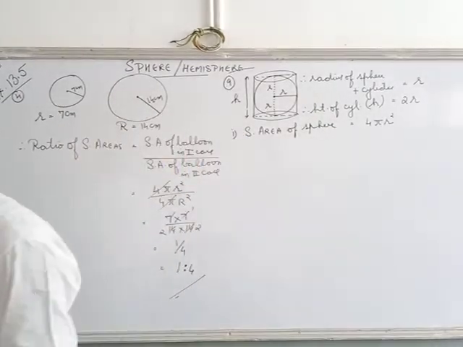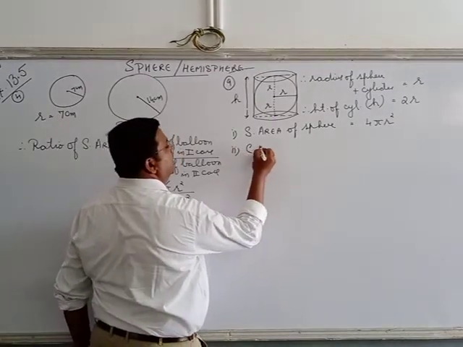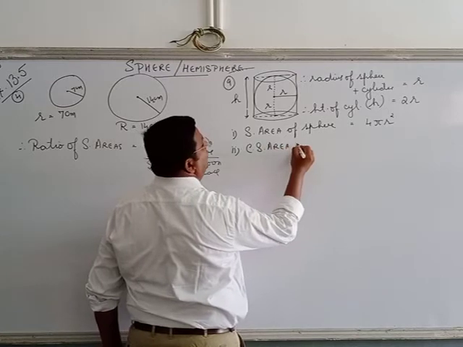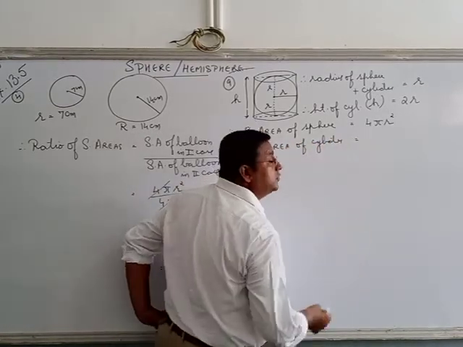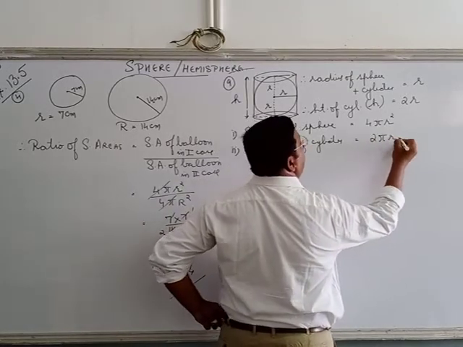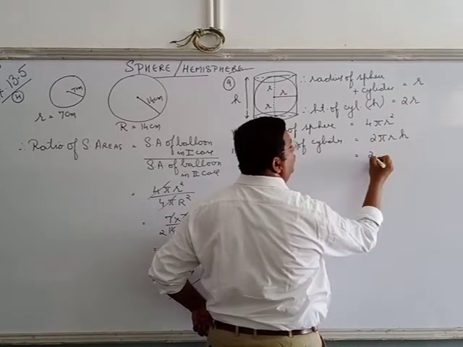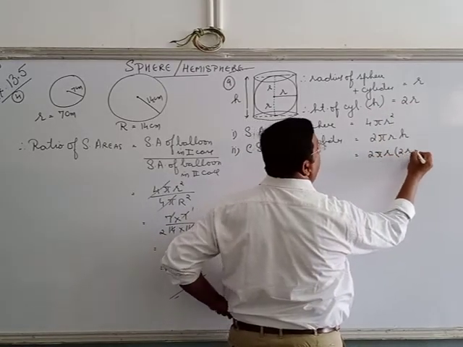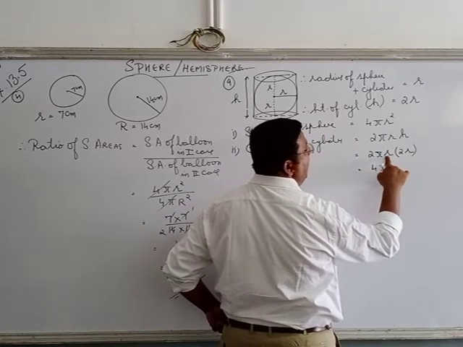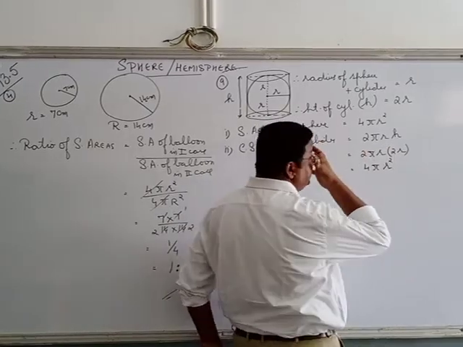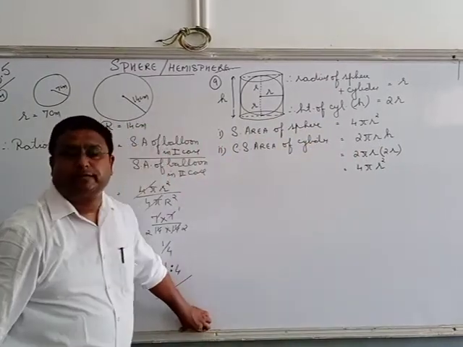Second, he says find the curved surface area of the cylinder. In the previous exercise we have discussed the cylinder. What is the formula? 2 pi r h. And how much is h? 2r. So 2 pi r multiplied by 2r. 2 twos are 4 pi r into r, so 4 pi r square. So you can see the surface area of the sphere and the curved surface area of the cylinder are the same, 4 pi r square.